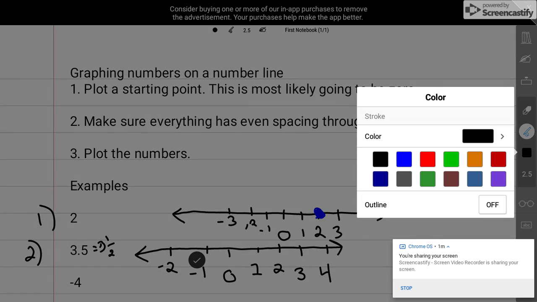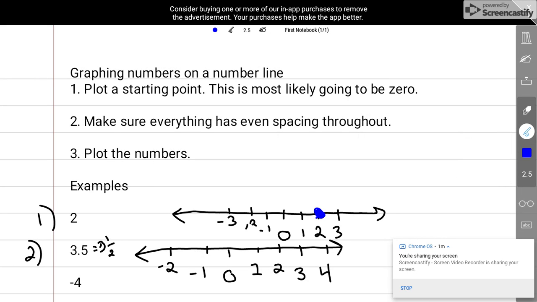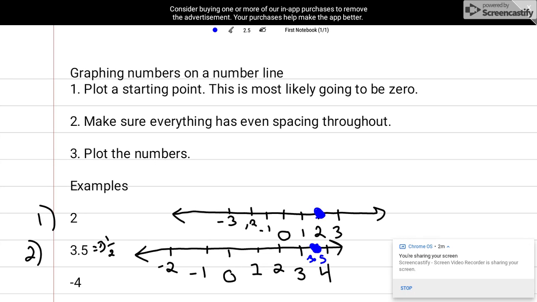So let's switch to blue to plot the point. So we're at 3.5. So it's going to be in between +3 and +4, probably about halfway. So it's going to be somewhere right around there. And I would also label that 3.5 so the reader understands exactly what number you're trying to plot.